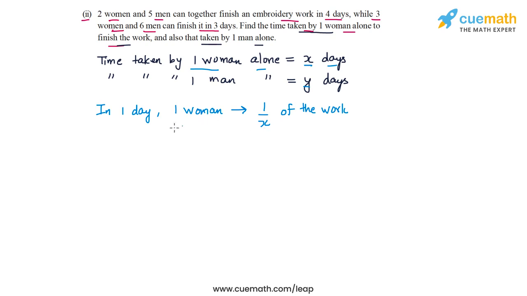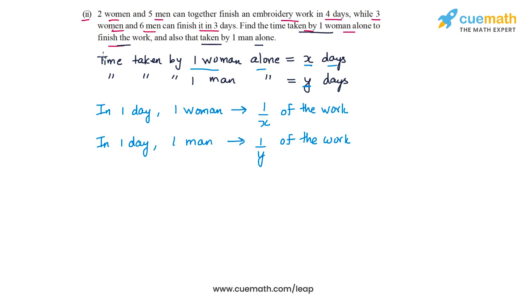So in 1 day, 1 woman can finish 1 by x fraction of the work. And similarly, in 1 day, 1 man alone can finish 1 by y fraction of the work, because 1 man alone is taking y days to finish the whole work. So in 1 day, 1 man can finish 1 by y of the work.